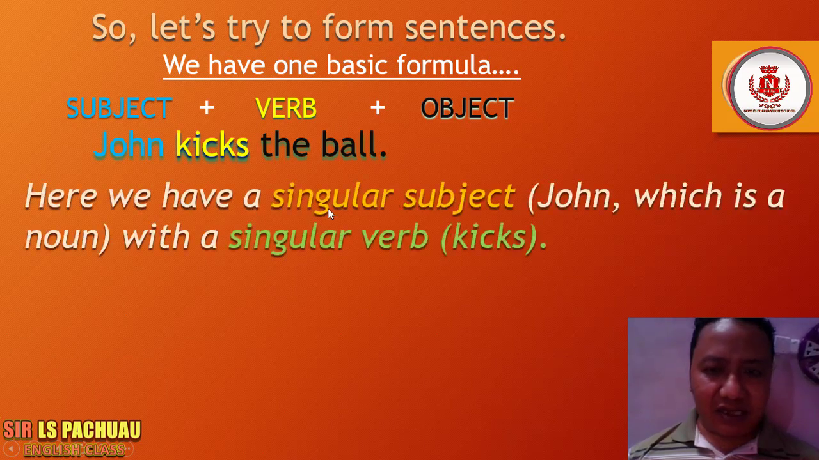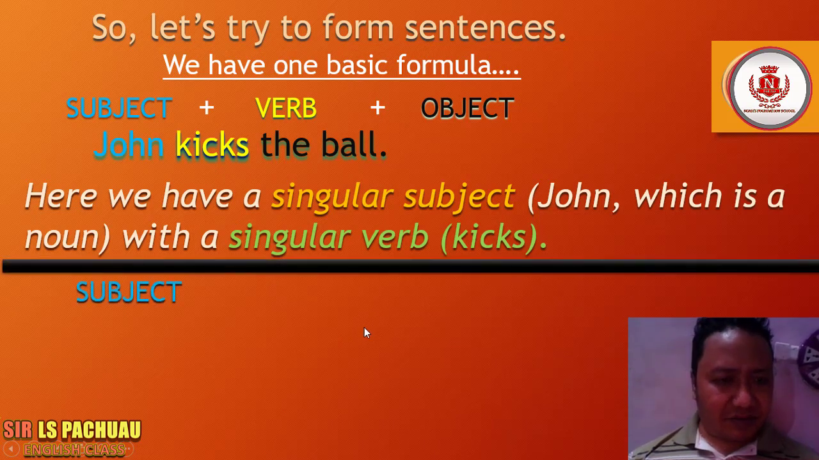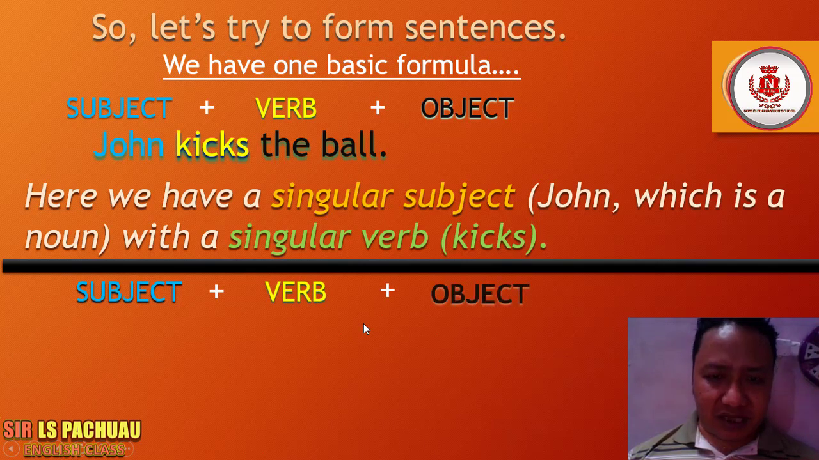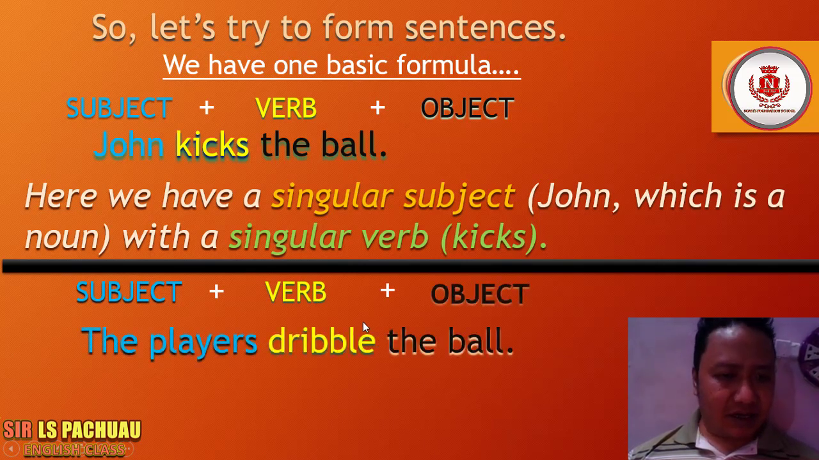Right, here we have a singular subject, John, which is a noun with a singular verb, kicks. If it's a kick, it will be a plural verb. Understand? Here, subject plus verb plus object. Again, let's see here. The players dribble the ball.